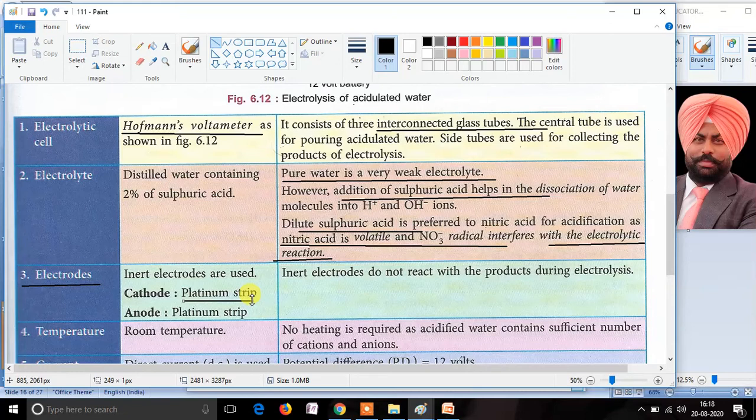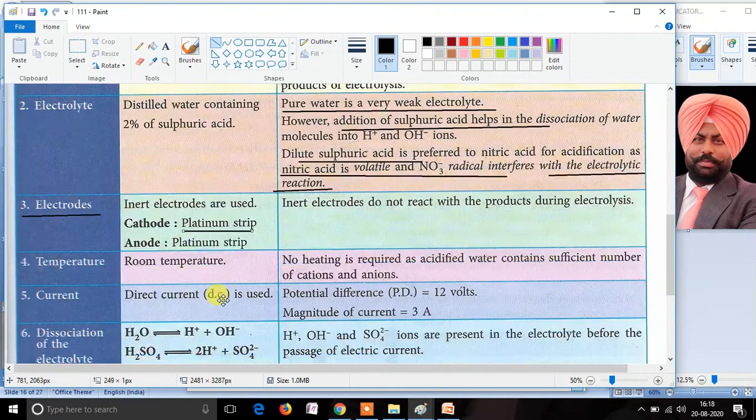Therefore, we don't use graphite here, while platinum is inert here because platinum doesn't react with hydrogen as well as oxygen. That is the reason we don't use graphite and iron, rather we use platinum strip for the electrolysis of acidulated water. Since the water is in liquid state, it should be conducted at room temperature, so no extra heat should be required.